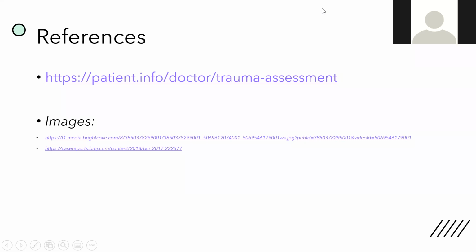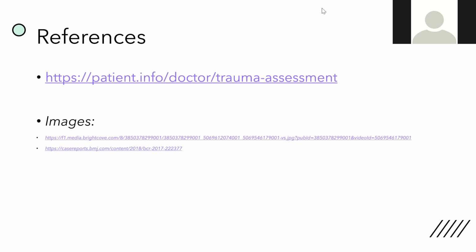So in an OSCE, it's your choice. If you're confident with your GCS, you can perform it. It takes 2 minutes. You can say that the patient opened their eyes as I entered the room, so that's E4. The patient is talking to me, that's V5. And they're able to move all their limbs, the M6.